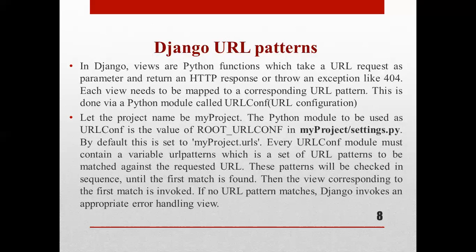These patterns will be checked in sequence until the first match is found, then the view corresponding to the first match is invoked. If no URL pattern matches, then Django invokes an appropriate error handling view. So we have to use that Python module, the URL configuration, for the mapping.